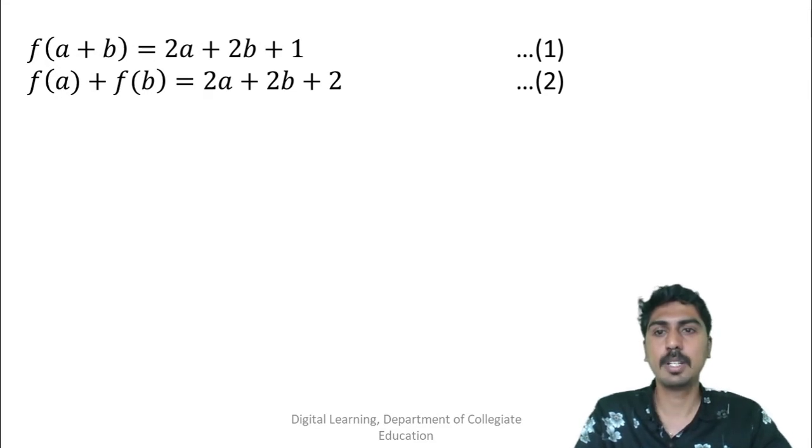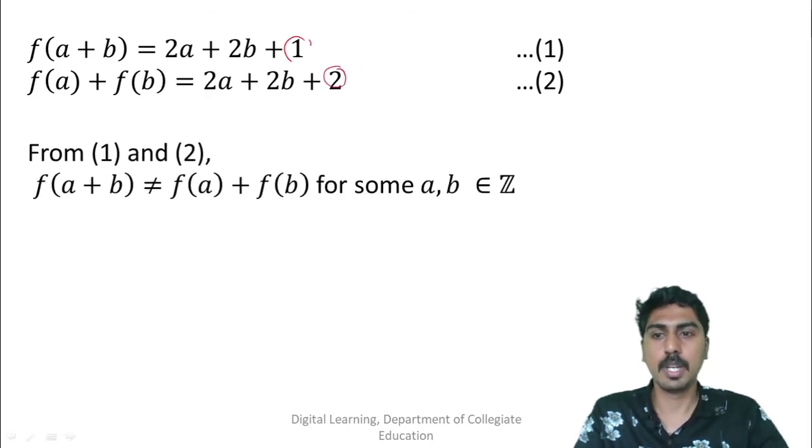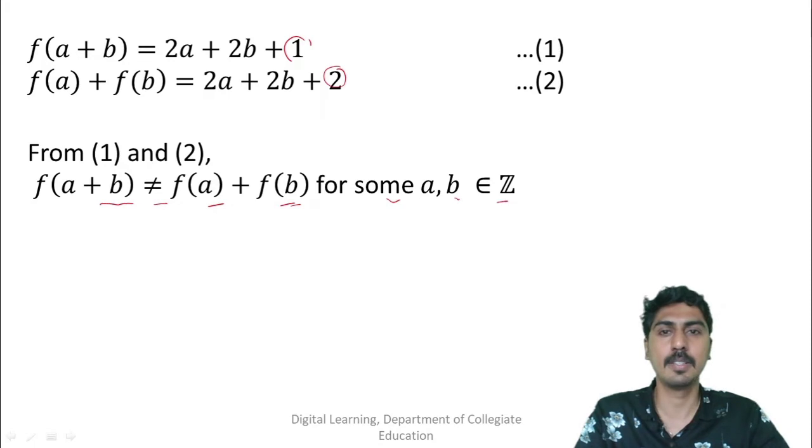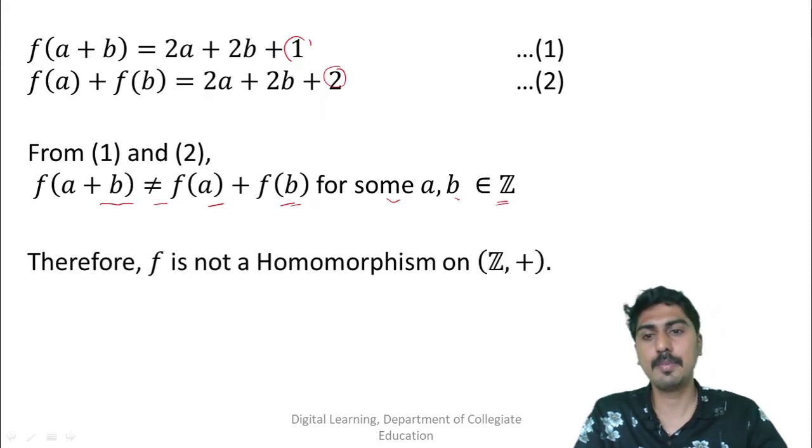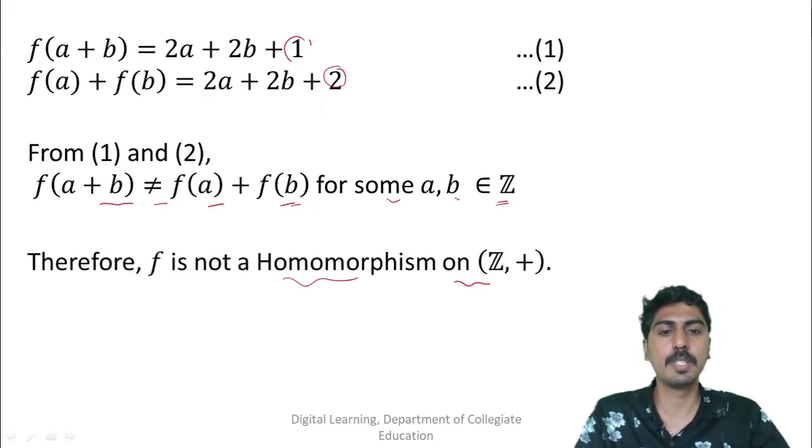If you observe equation 1 and equation 2, here we have 1 and here we have 2. So, f of a plus b is not equal to f of a plus f of b for some a, b in Z. Hence, f is not a homomorphism on Z plus.